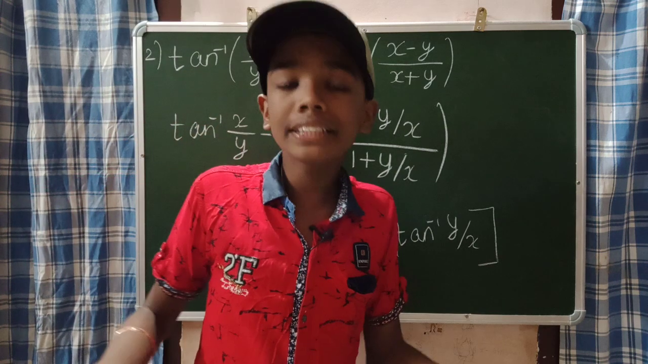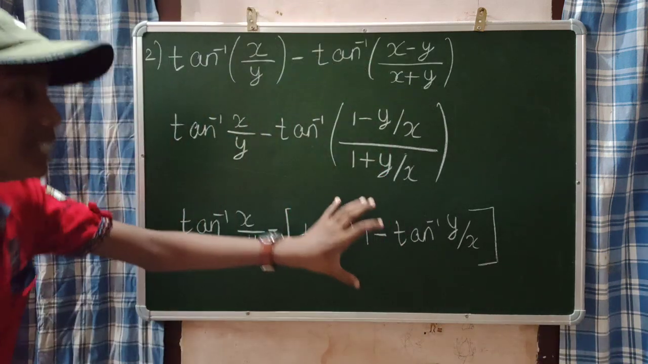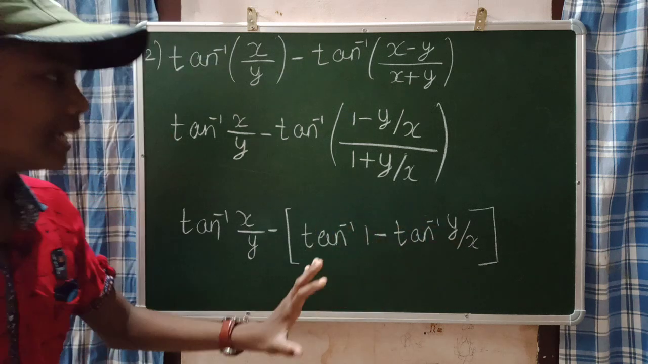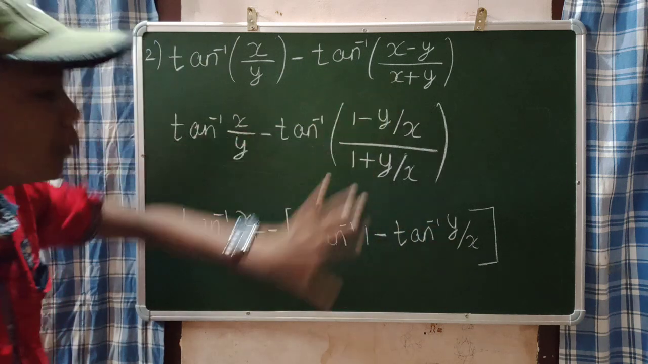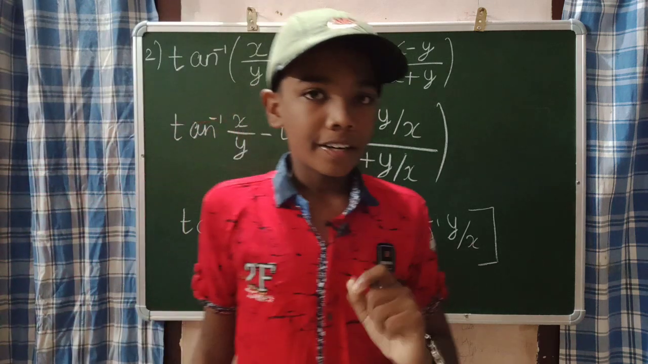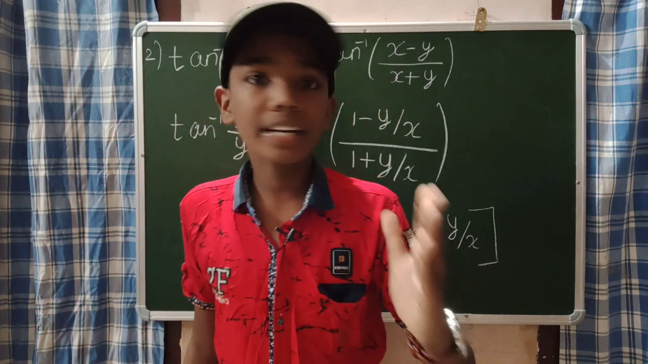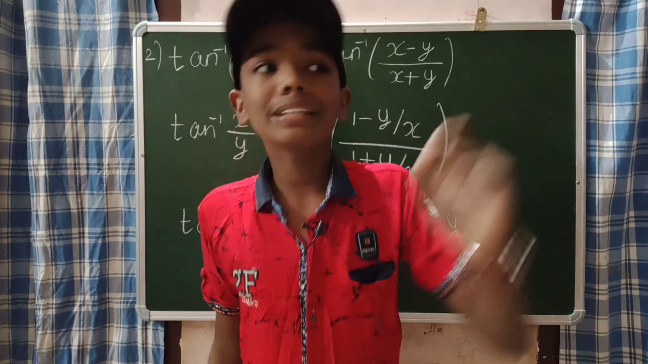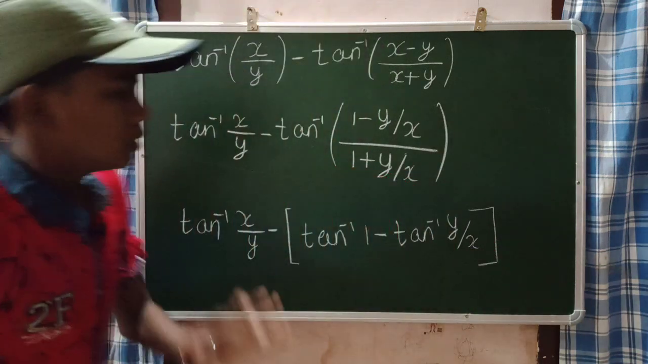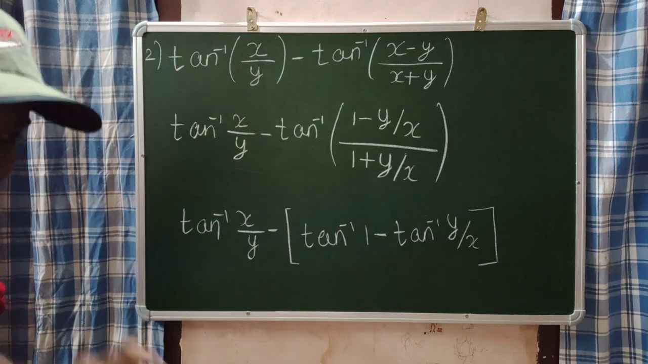If they are the same, then I would say that this formula is applicable. So tan inverse of a minus tan inverse of b only I am using, and I am converting this term into tan inverse of 1 minus tan inverse of y by x. Guys, that formula is very important. Please remember, in CBSE term 1 it can be expected. So tan inverse of a minus tan inverse of b is tan inverse of a minus b divided by 1 plus ab. That's it. Now, this master stroke is over.